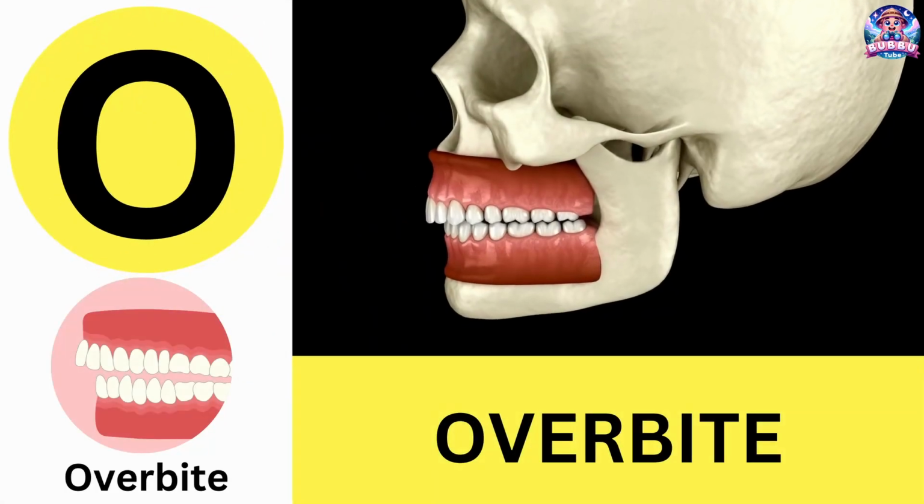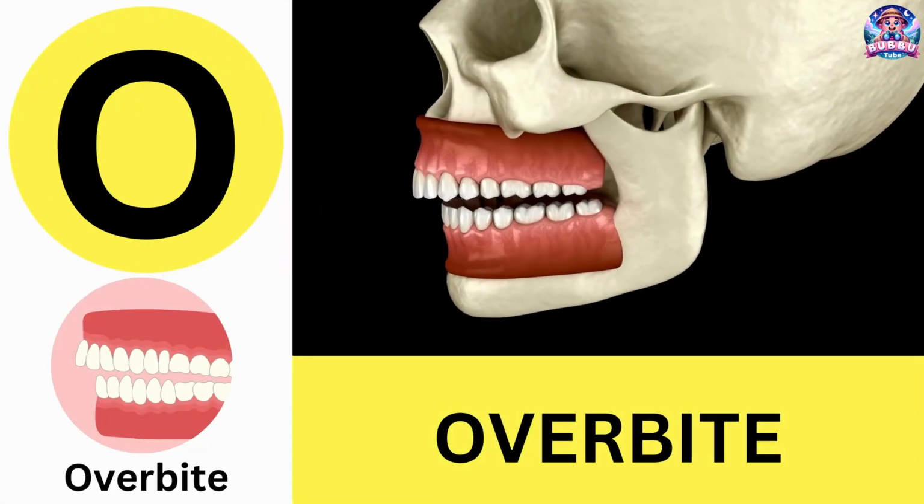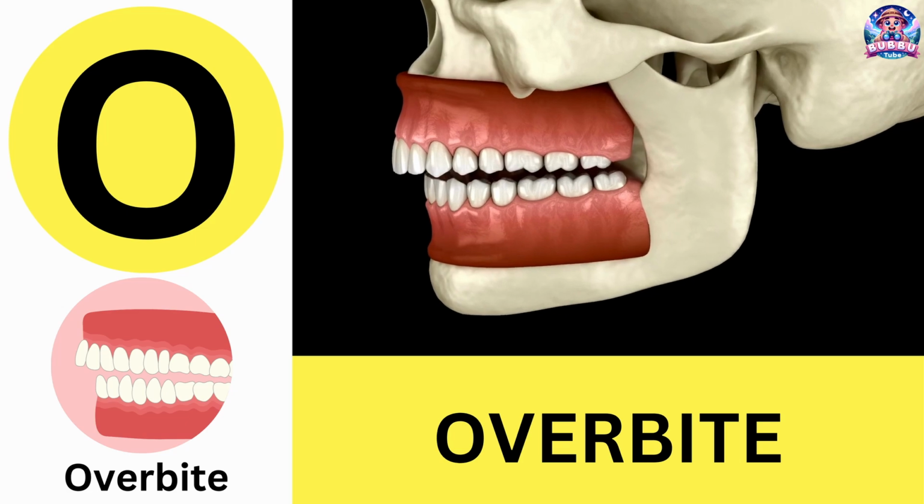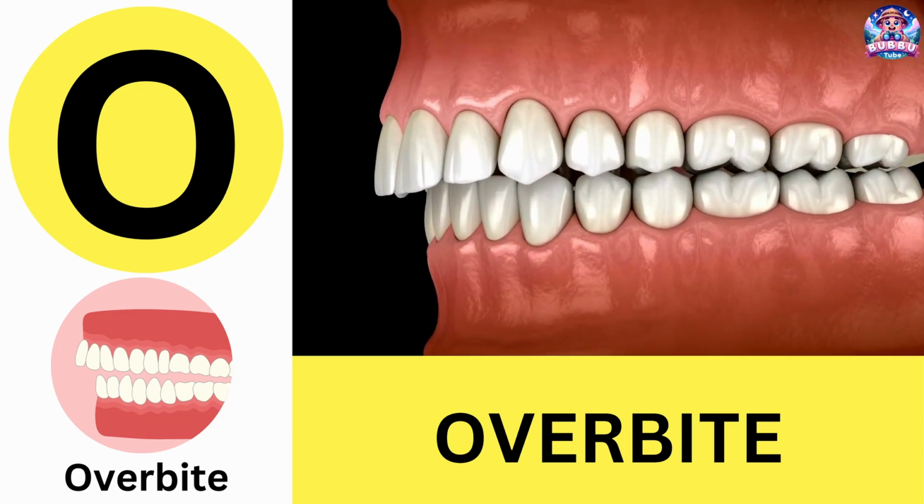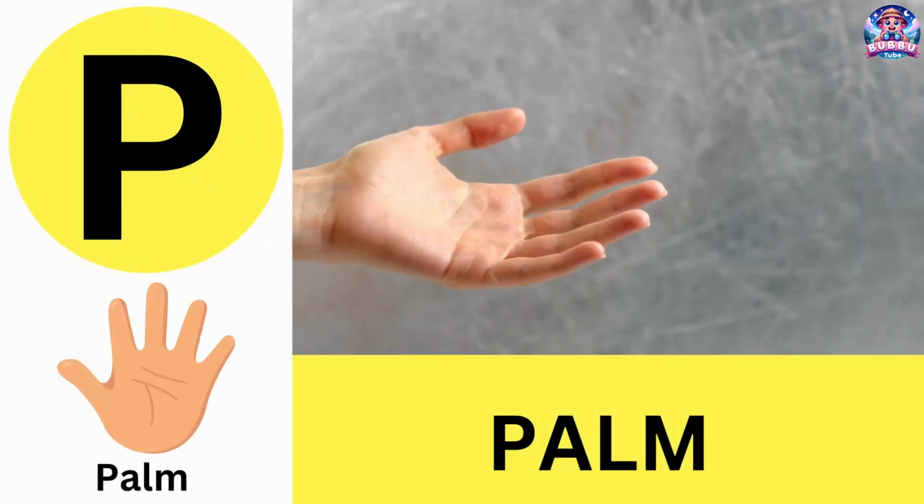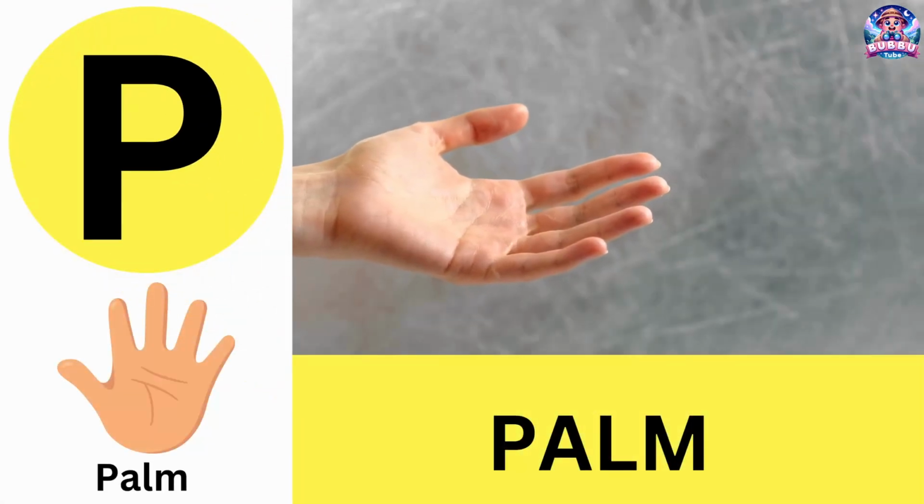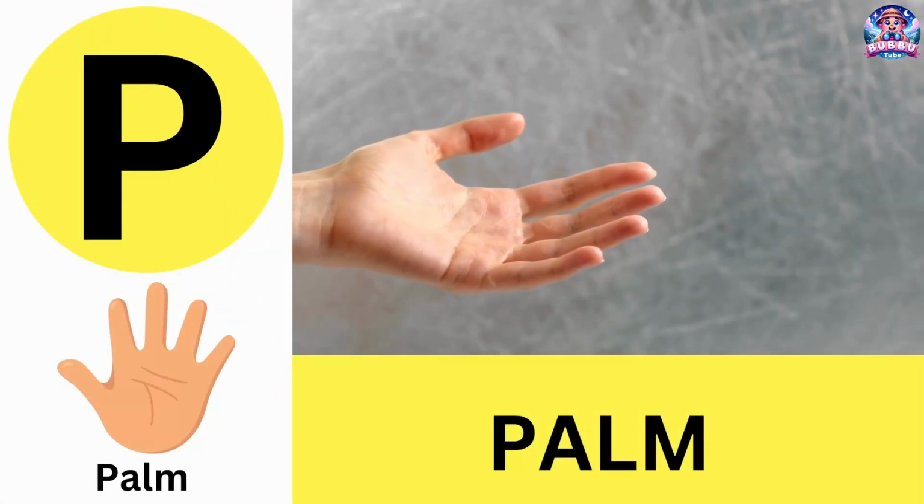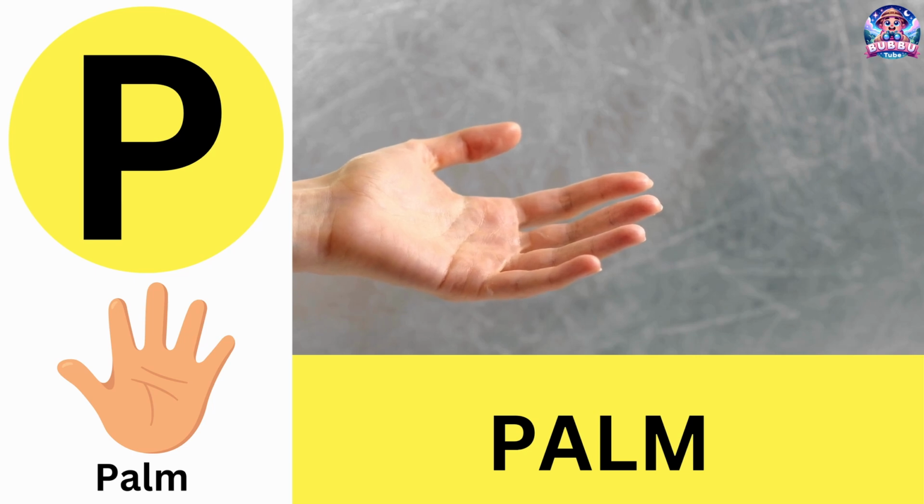O. O is for overbite. An overbite is when your top teeth sit in front of your bottom teeth. Overbite. P. P is for palm. The palm is the flat part of our hand we use to hold things. Palm.